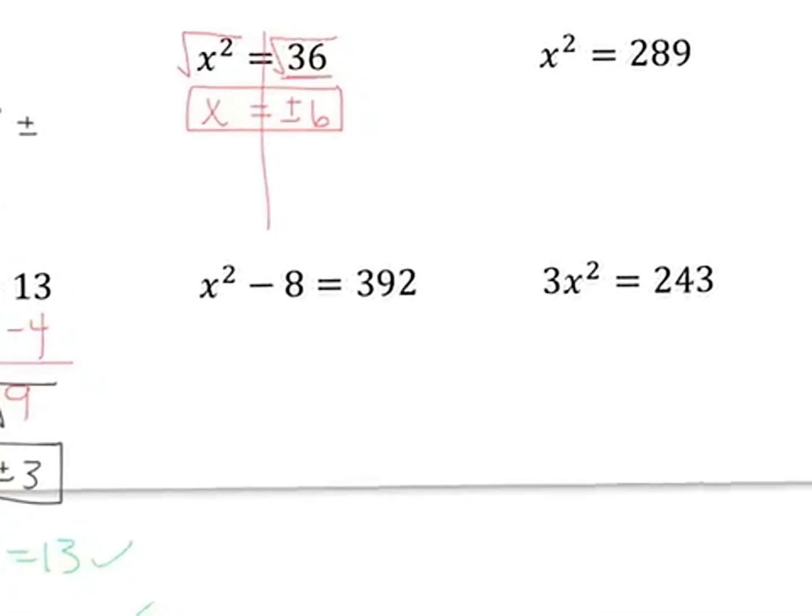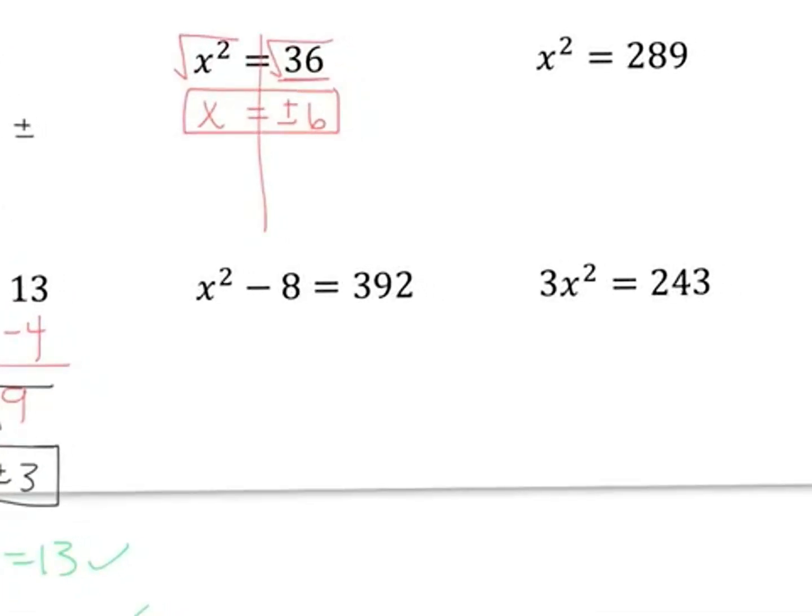And it looks like I skipped one over on the right-hand side, so I'm going to solve that one first, right over here, because it's a little bit simpler. So x squared equals 289. To undo that x being squared, take the square root and get x equals, and do you remember the square root of 289? You got it, it's 17. So x equals plus or minus 17.